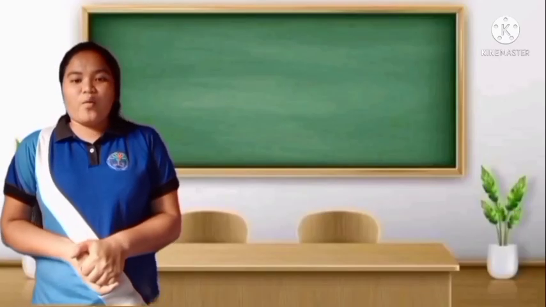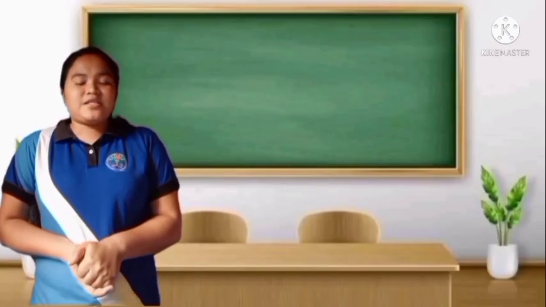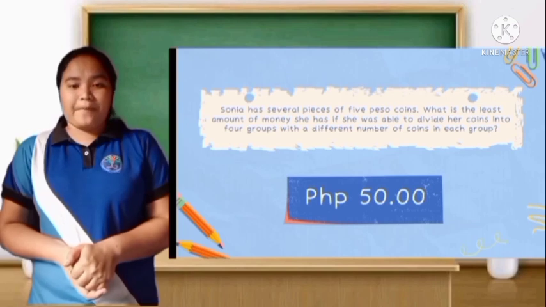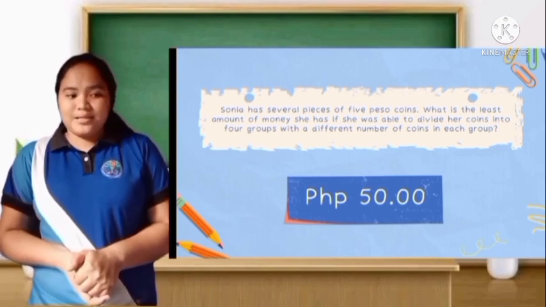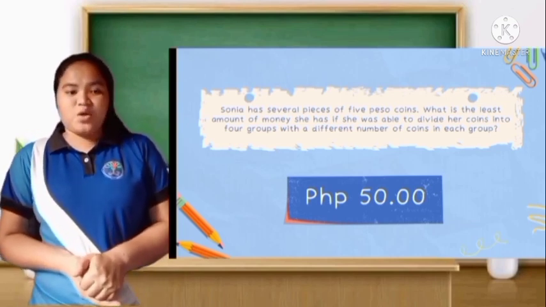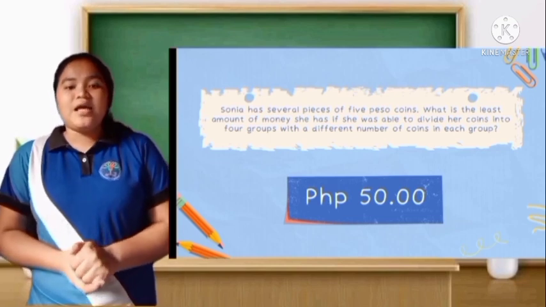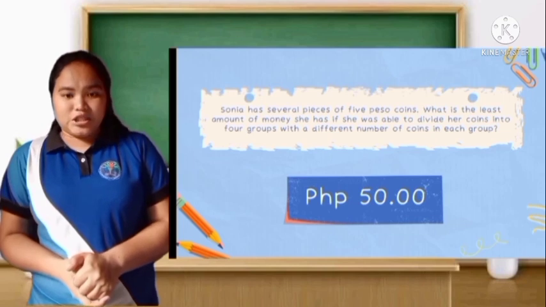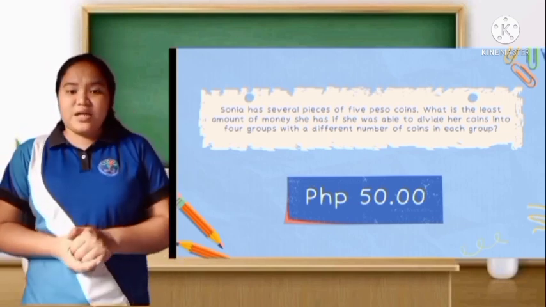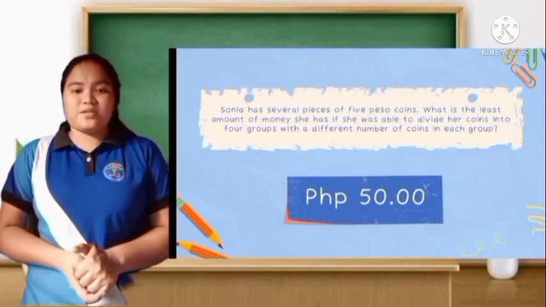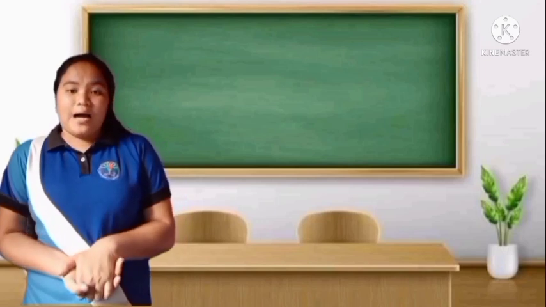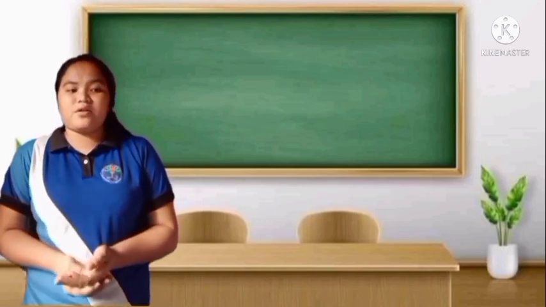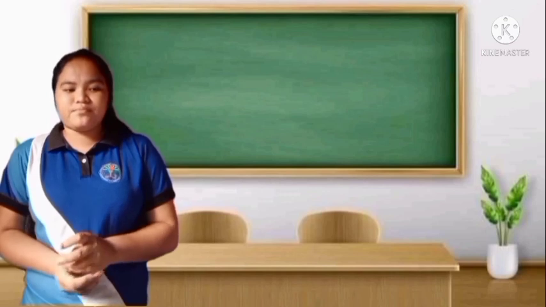Now, let's proceed to our number 7 question. Sonia has several pieces of 5 peso coin. What is the least amount of money she has if she was able to divide her coins into 4 groups with a different number of coins in each group? The given answer here is 50 pesos. So, paano nga ba nakuha na 50 pesos yung least amount of money ni Sonia?